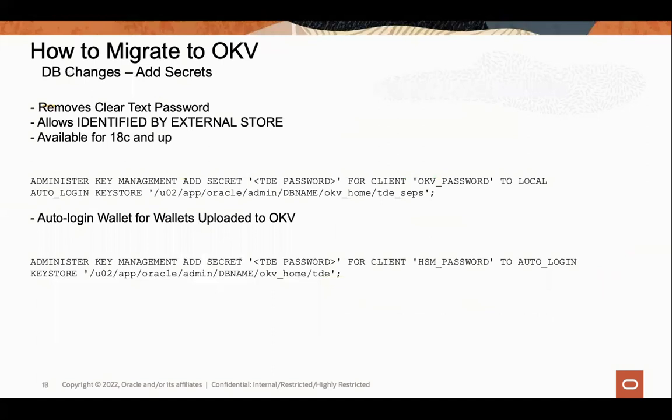Adding secrets. What are secrets? Secrets are data that support internal Oracle database features that integrate external clients such as Oracle GoldenGate or Oracle Key Vault into the database. So the first secret creates an external key store that helps with database key management. The external key store removes the clear text password for key management. So for example, instead of entering the password to open up a key, the external key store allows the identified by external store clause. The second secret creates an auto login wallet for the wallets that were uploaded to OKV. So both commands need to be executed on all endpoints.